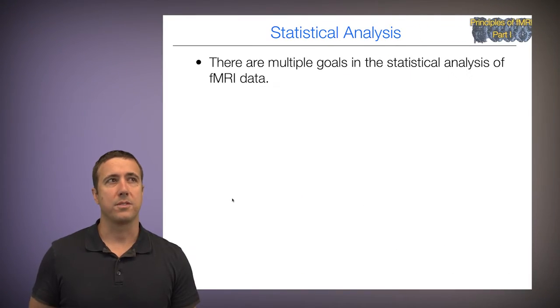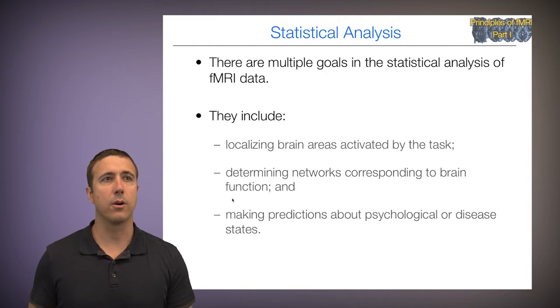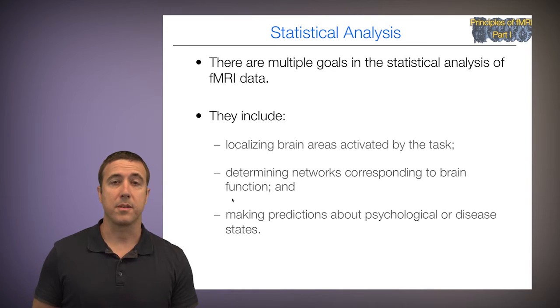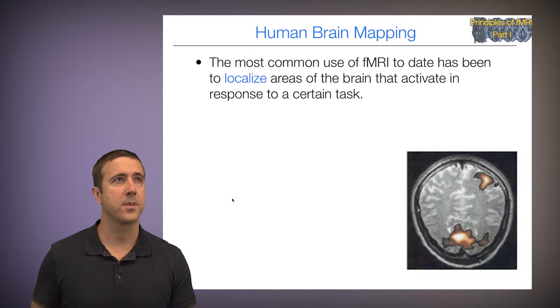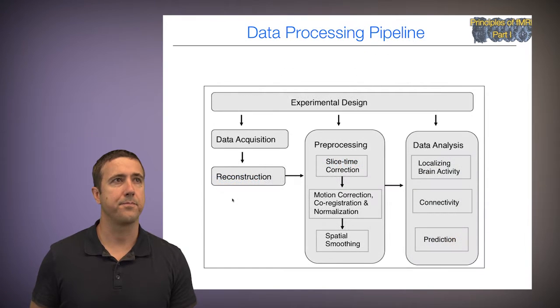There are multiple goals in the analysis of fMRI data. As we learned before, they include localizing brain areas activated by a task, determining networks and functional networks that correspond to brain function, and making predictions about psychological disease states. The most common use of fMRI is to localize areas of brain function, and the general linear model allows us to do that.